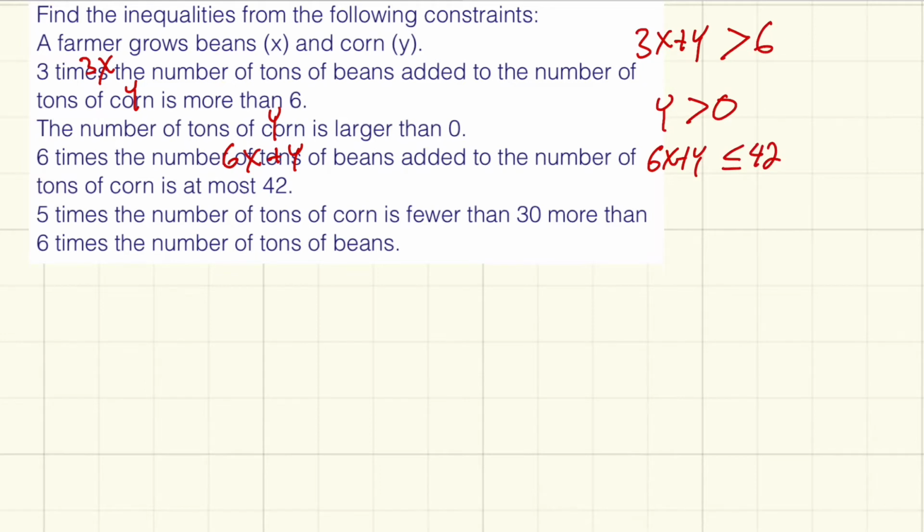Next, 5 times the number of tons of corn is fewer than 30 more than 6 times the number of tons of beans. So 5 times the number of tons of corn, that's 5y, is fewer than, that's less than, 30 more than, well, more than what? 6 times the number of tons of beans. So 6x plus 30. 5y is less than 6x plus 30.